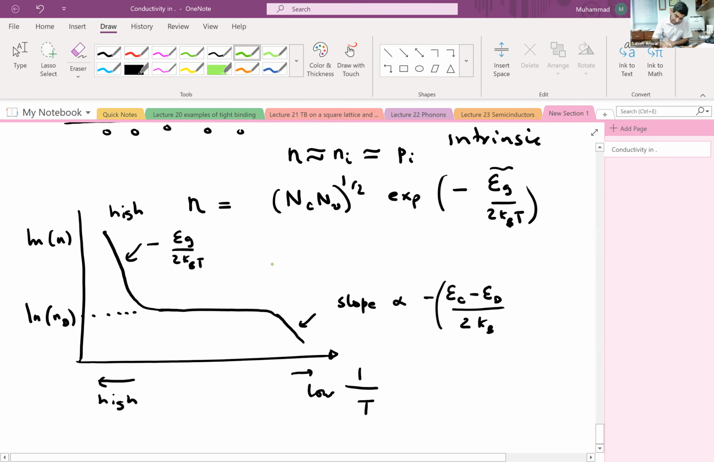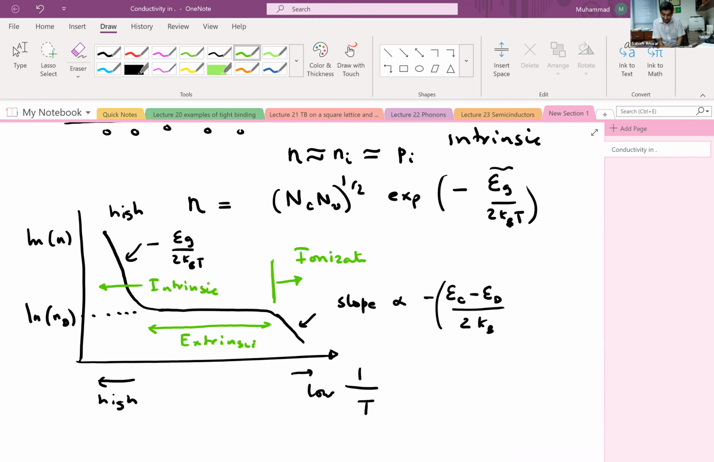This, therefore, is the ionization regime. The extrinsic regime, and this represents the intrinsic regime of the semiconductor. So now we have a fair idea of how the carrier concentration changes with temperature. But that's not enough. You need to know how the mobility changes with temperature.